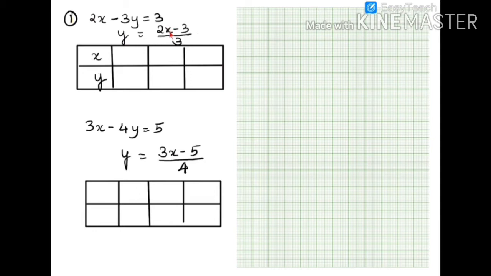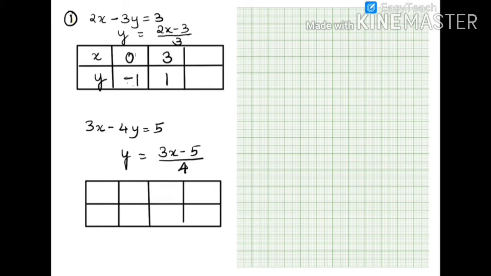Now choose values of x in such a way that the numerator becomes a multiple of 3, so that the value of y that you get will be an integer. Avoid getting fractions because it is difficult to plot fractions on the graph. So if I take x as 0, then the value of y will be minus 1. If I take x as 3, then 3 2s are 6 minus 3 gives us 3. 3 divided by 3 will be 1.